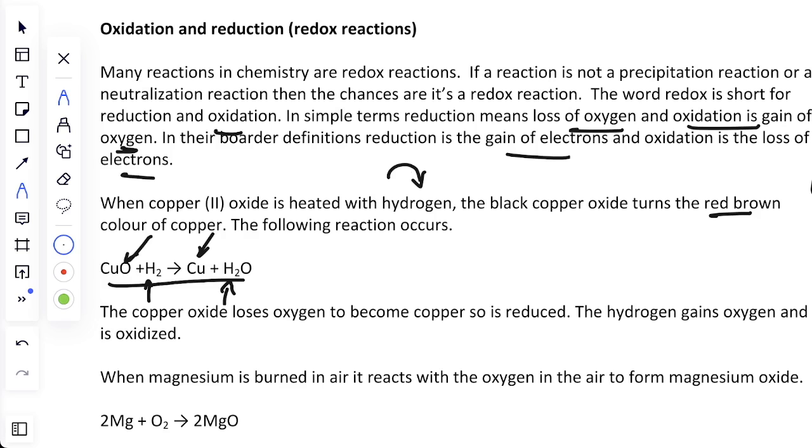Reduction is gain of electrons. Here, if you lose the oxygen, it is reduction, and for hydrogen it is oxidation, for a simple reaction. Let's look at another example.